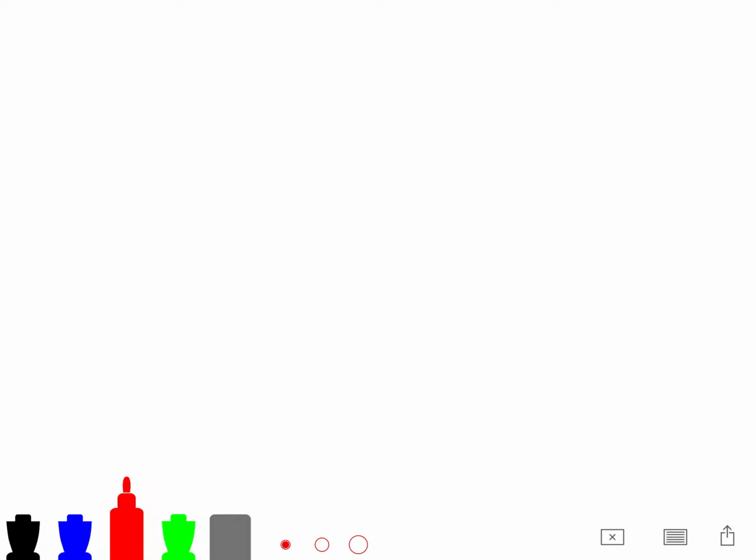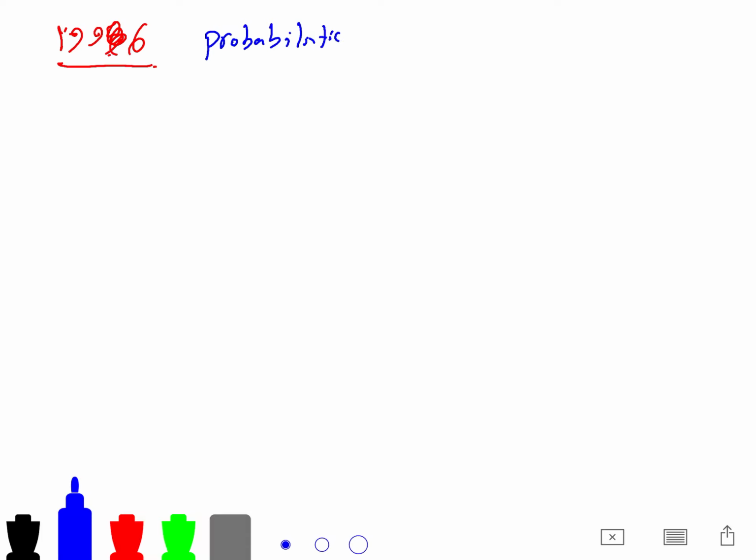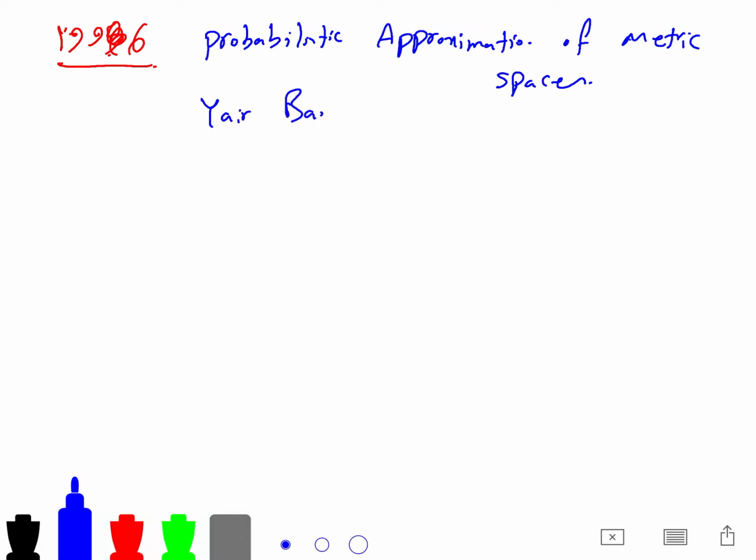So let us start with the 1996 article, "Probabilistic approximation of metric spaces." This is the work of Bartal. Very important article.